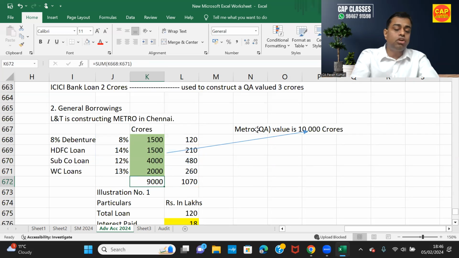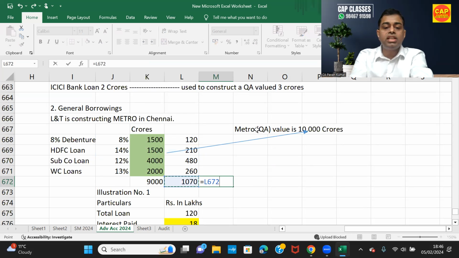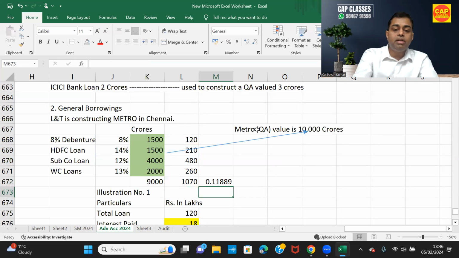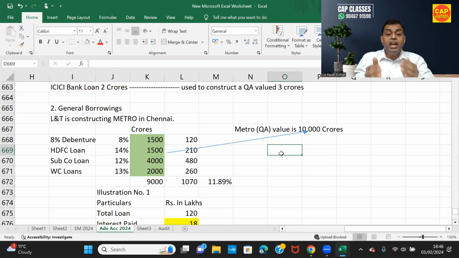So I borrowed 9,000 crores and I paid 1070. So my weighted average interest cost is equal to this divided by this, 11.89%. This is my weighted average interest cost. When you have general borrowings, different loans, different amounts, different interest rates, calculate the weighted average.